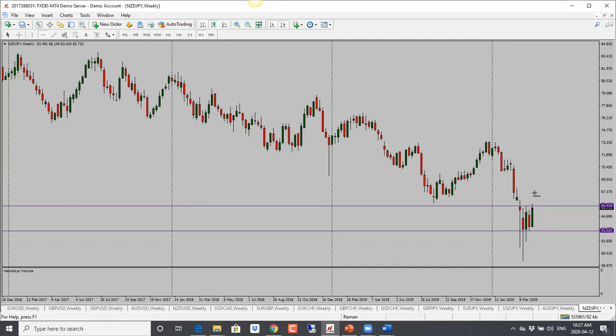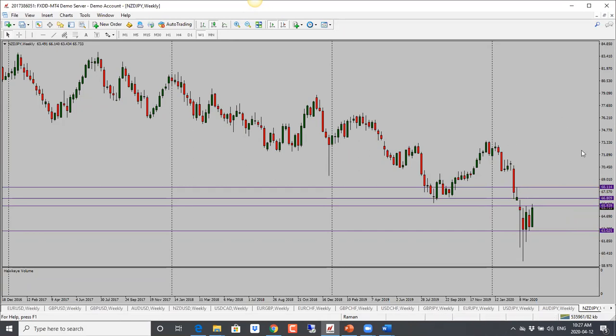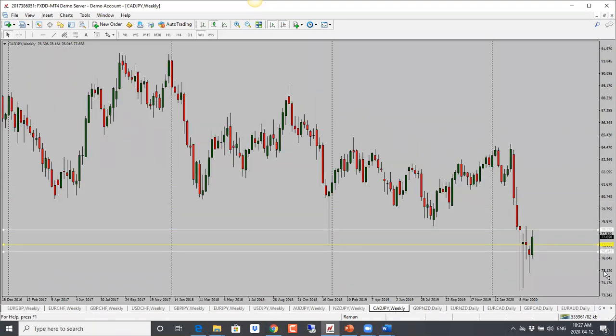It is looking bullish, and next target here is 67 or 66.80, and then we have 68.20. So bias is bullish here for New Zealand yen as well, but just with caution.